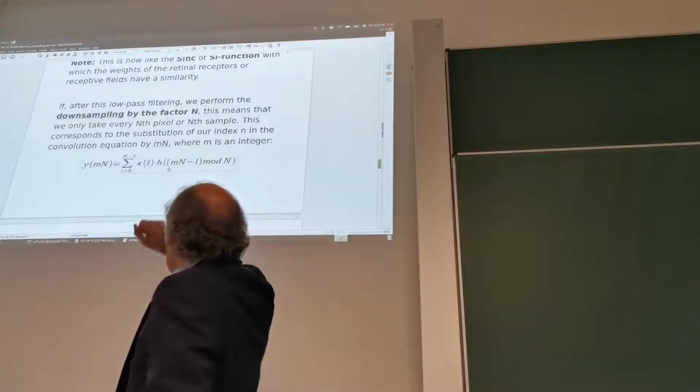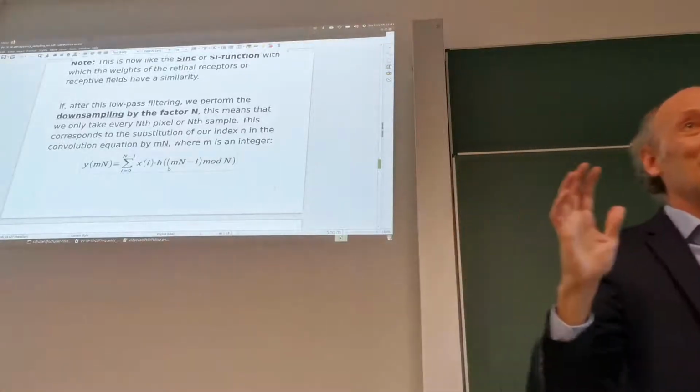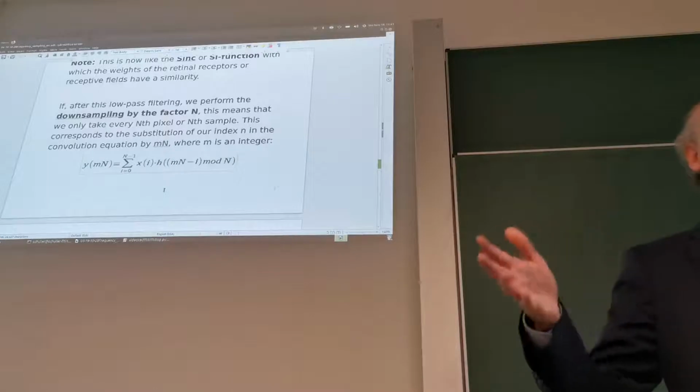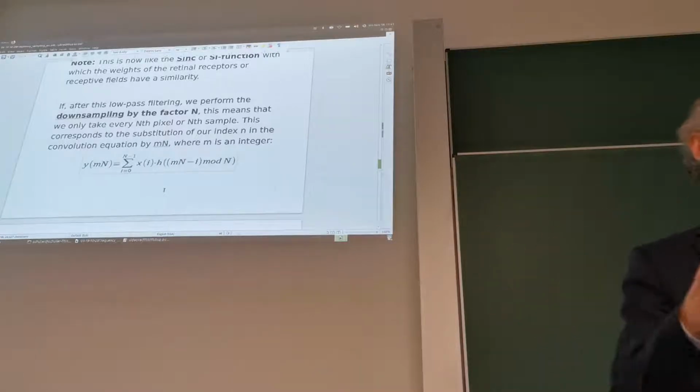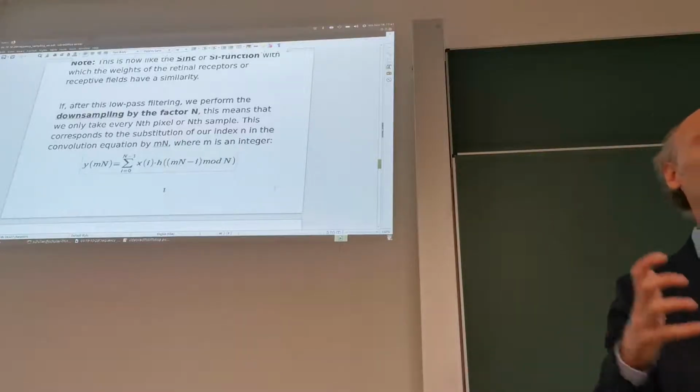So again, this is circular convolution. Makes sense? So this is now circular convolution using downsampling. Here you can see we just take every capital Nth sample and ignore the values in between. So this is now a downsampling, for instance for the color components, where capital N could be 2 or 4.